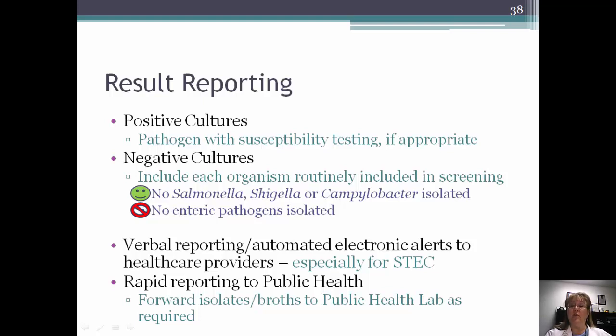Obviously, verbal reporting or some kind of automated electronic alerts to healthcare providers is also helpful, especially in the case of something like Shiga toxin producing E. coli, and also rapid reporting to our public health colleagues, forwarding isolates as appropriate for your particular state, or in the case of STEC enrichment broths, so that public health labs can perform testing.